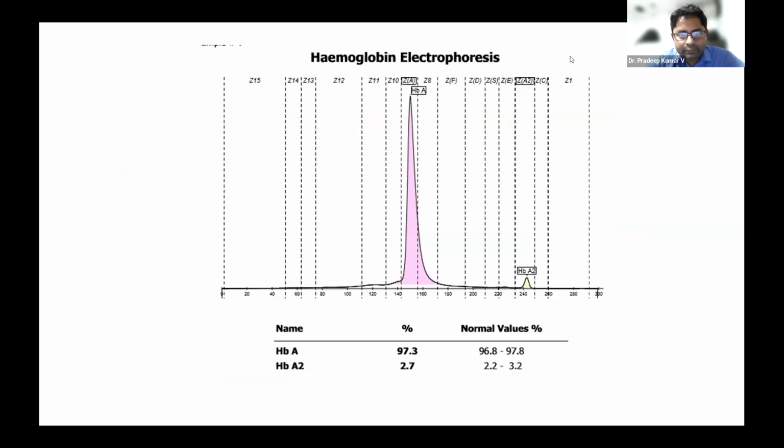How many would say we still have to evaluate, that he is still a thalassemia carrier even though the electrophoresis is normal? Or would we say that he is not a thalassemia carrier at all? Any takers?